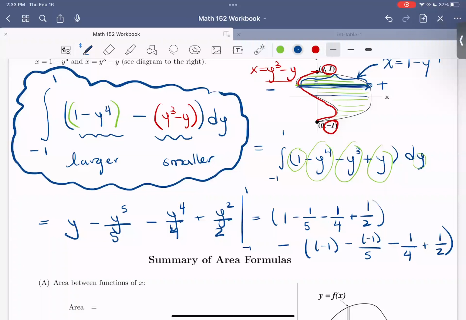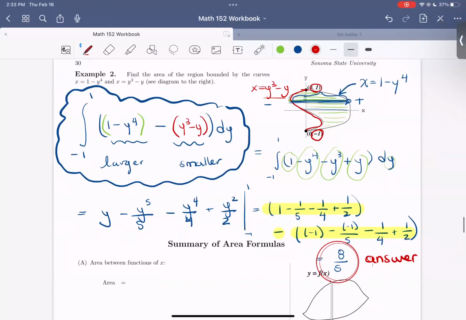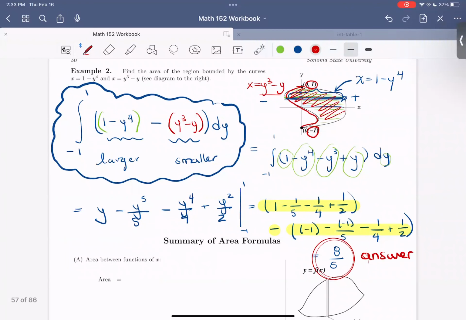If we're careful to clean this up, being really careful with our negative signs, and subtract these two values, in the end we get a total value of 8 over 5. So our answer here is 8 over 5, and that is the area between the two curves specified.